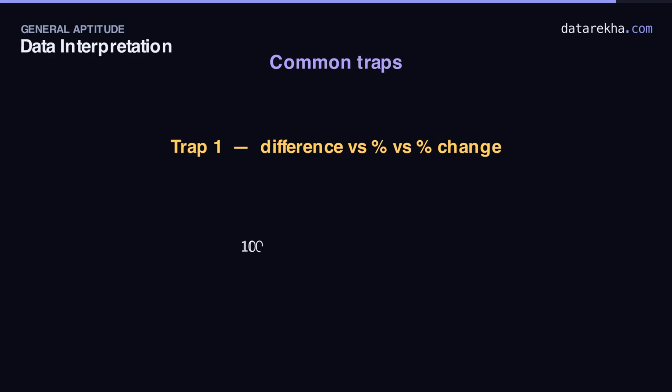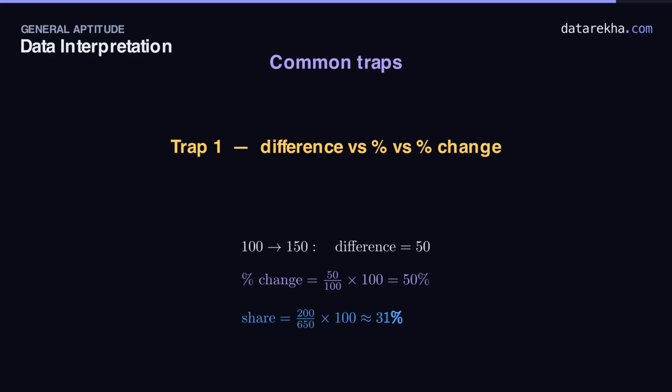5 traps sink most people. So let's name them. The first, confusing difference, percentage, and percentage change. Sales rise from 100 to 150. The difference is 50. The percentage change is 50 over 100, 50%. And a slice worth 200 out of 650 is 31% of the total. 3 different questions. Know which one is being asked.